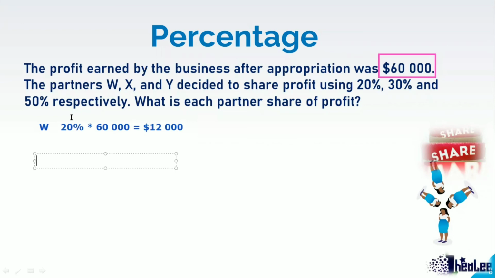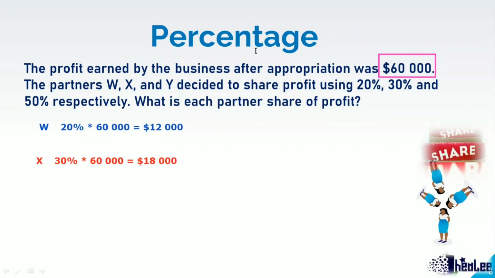For X, X is to get a percentage of 30 of the profit of 60,000, and based on calculation, that gives a value of $18,000. So X would get 30% of the 60,000, and that result is 18,000.